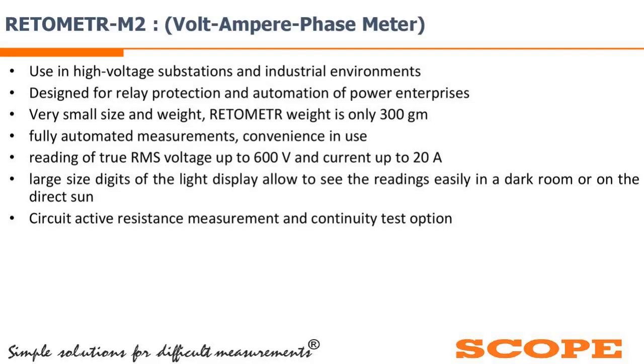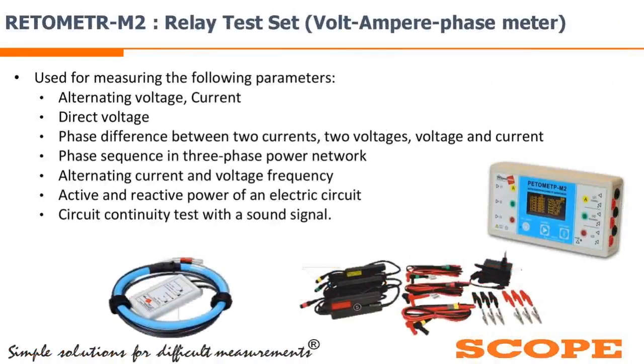It is very small in size and weight; the Ratometer weighs only 300 grams. It offers fully automated measurement and is convenient to use in substations for testing various relays. It reads true RMS values up to 600 volt and current up to 20 ampere. We have also provided circuit active resistance measurement and continuity test options in the Ratometer M2.